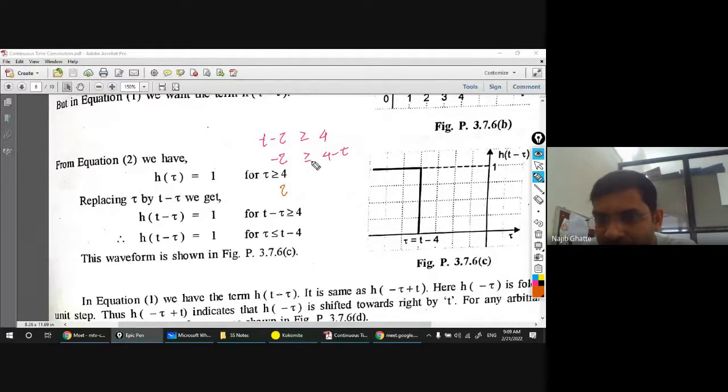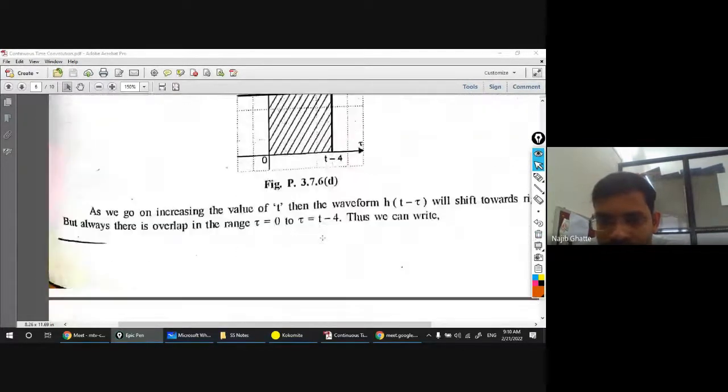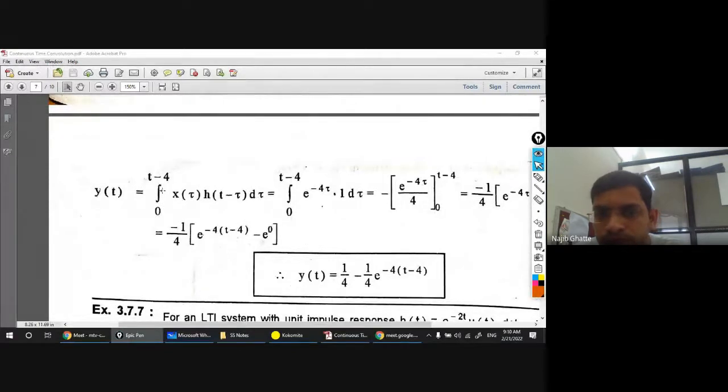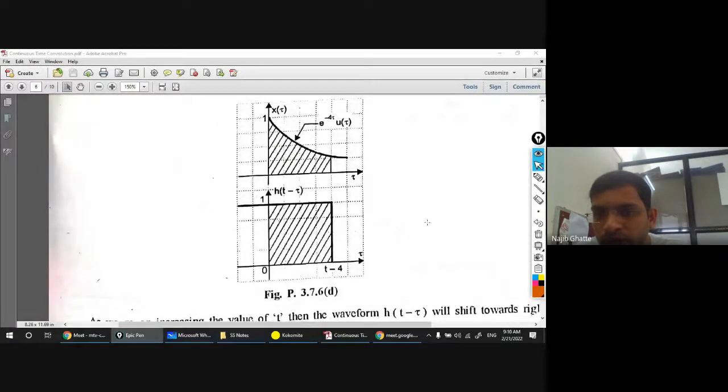And since I'm multiplying by -1, I need to change the sign from greater than or equal to less than or equal to. Fine. Now this will become minus 4, and this will become plus t. And after computation, I have this as an equation. Got it, sir? If you check now, the value is 0 over here and till t minus 4. Fine. It is 0 and t minus 4. Now just have to check over here what I'm trying to say. 0 to t minus 4, because initially it was over here.